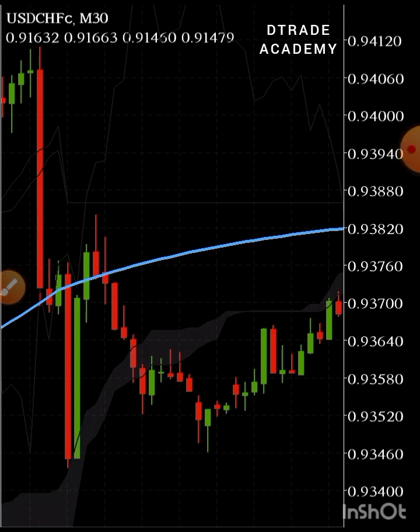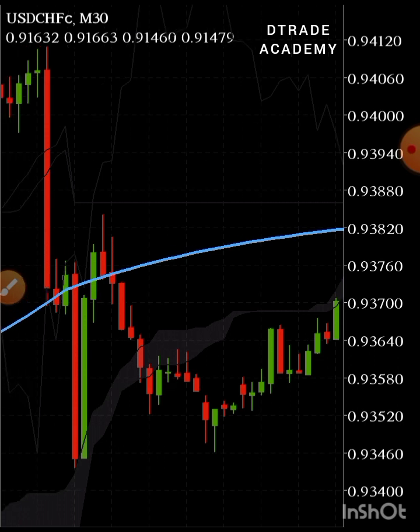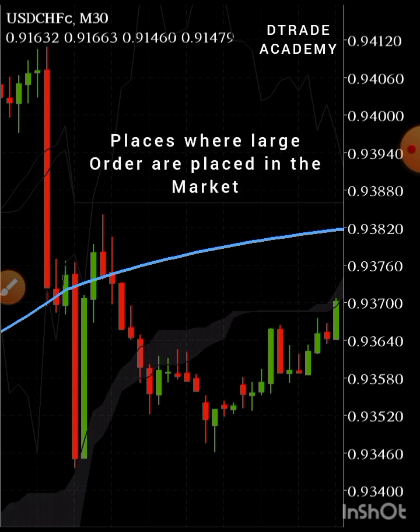I'll be talking about demand and supply. So, what is demand and supply, and how do we identify them on our chart? Demand and supply are places on the chart where large orders are being placed in the market.